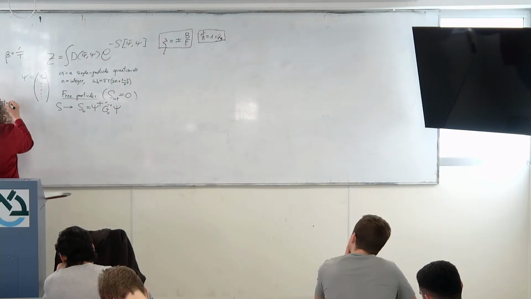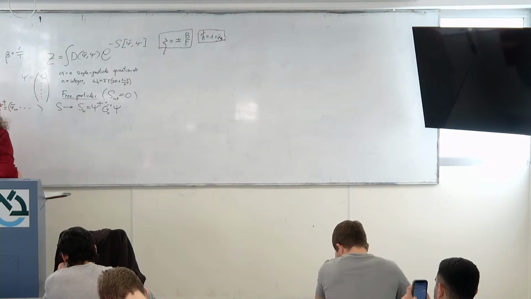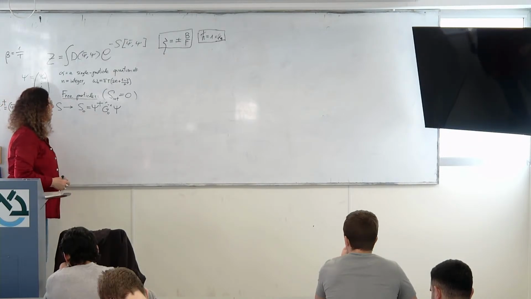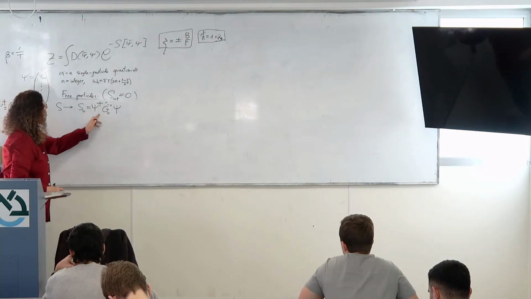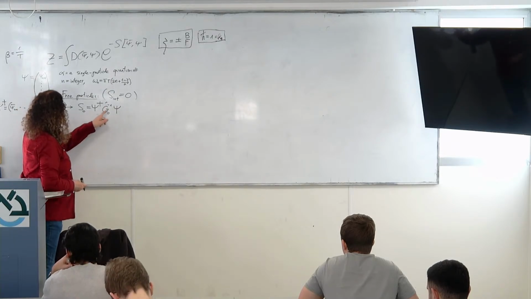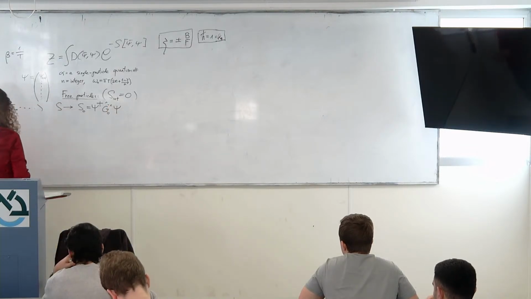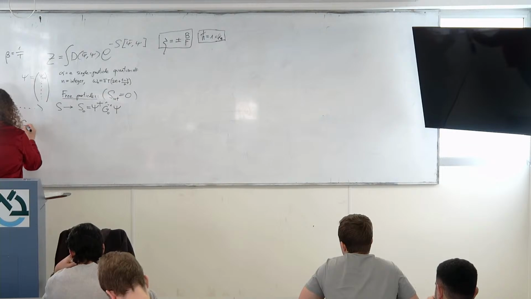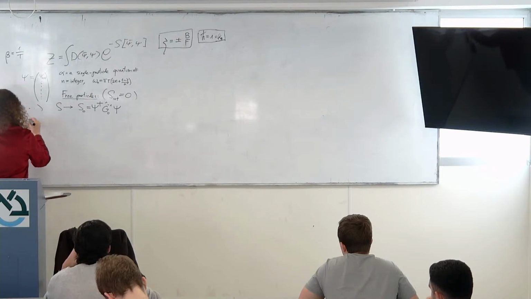Okay, and G naught is a matrix, and what appears in the action is G naught minus 1, so the inverse of the Green's function. G is the Green's function. So let me just remind you what it is. Write it here like this. Put the index here.